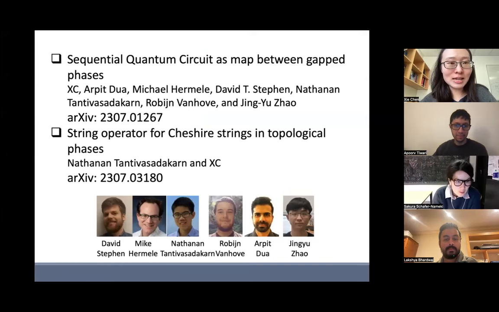This is based on two papers we already posted. The first is a longer one about a sequential quantum circuit. It is about mapping between different gapped phases using the so-called sequential quantum circuit. The second paper is about using the same type of circuit, but for generating defects, including the so-called Cheshire string, inside a topological bulk.